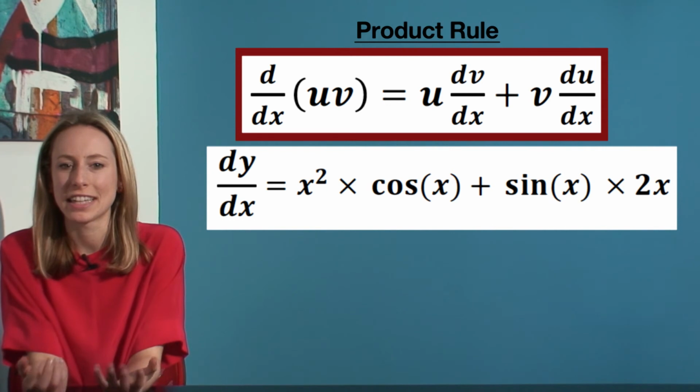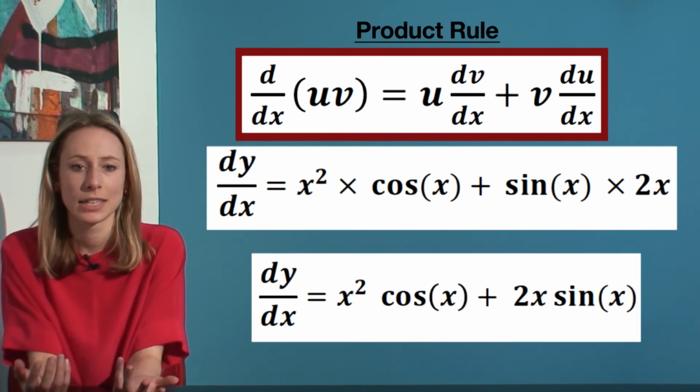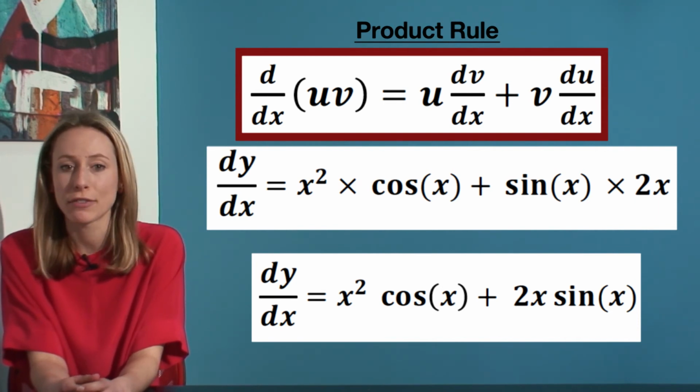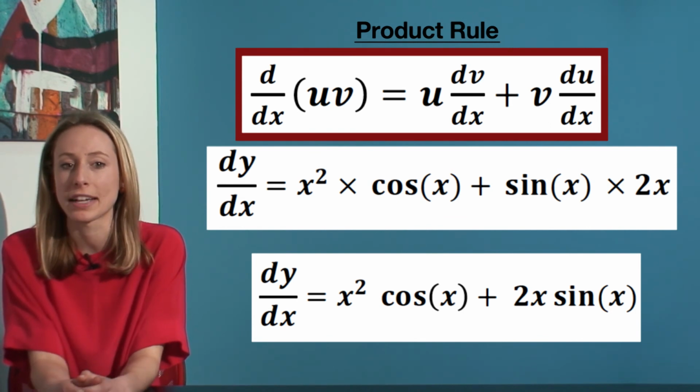We can't simplify this any further, so we just clean it up, giving us dy/dx equals x squared cos x plus 2x sine x. Whenever you have a trig function, always remember to use brackets.